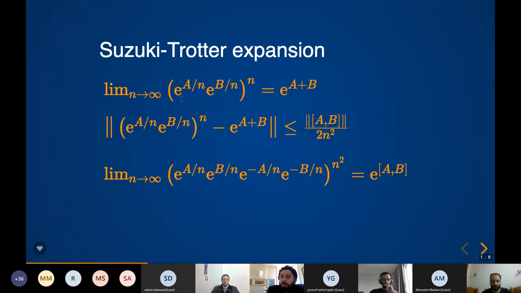That's the unitary. But then there is this mathematical theorem that says that if you take e to the A and e to the B, but with a very small step, 1/n, and do it n times, it's almost the same as taking e to the A plus B. The second line says how close you are. It depends on n, of course, and the commutator. If A and B commute, they would obviously be exactly the same.